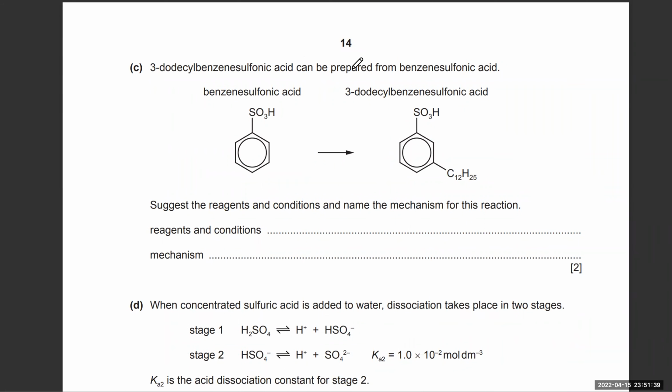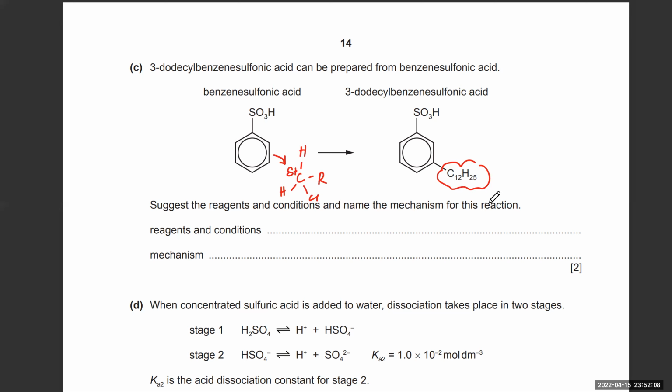He's saying that acid can be prepared from benzene sulfonic acid. State the reagents and conditions and name the mechanism for this reaction. So all that is happening is alkylation. When does alkylation happen? You need a carbon, and that particular carbon must be bonded to a Cl. So that carbon is positively charged and it gets attracted to the benzene.